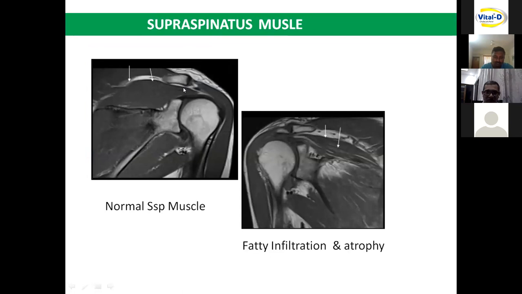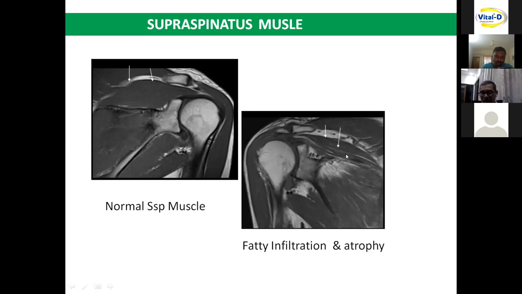This is a coronal oblique view. This is the supraspinatus muscle bulk, a good amount of muscle there. In this figure, you can see that the muscle is atrophic. It is fibrillated, with fatty infiltration there. When the muscle is normal, we say it is Goutallier type 1. Goutallier 1, 2, 3, and 4 types of muscle fatty infiltration occur.